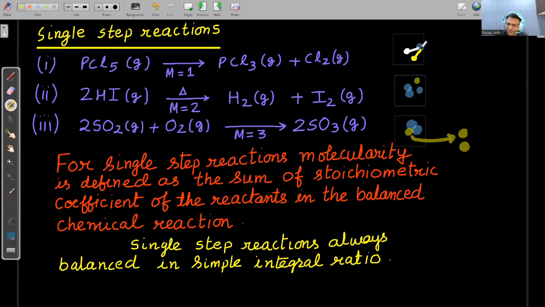So one molecule of PCl5, so we are writing here 1, will form one molecule of PCl3 and one molecule of Cl2. Here two molecules of HI are colliding to form one molecule of H2 and I2. So that's why simple integral ratio. Here two molecules of SO2 are colliding with one molecule of O2 to form two molecules of SO3. So that is the reason that while writing a single step reaction in order to define molecularity, we should write in such a way that the reactant and product will bear a simple integral ratio.